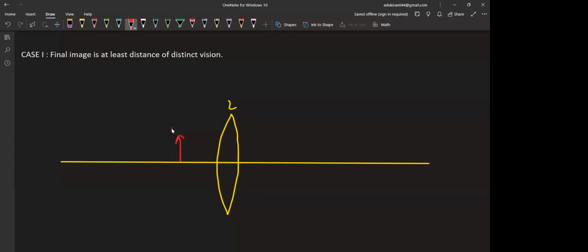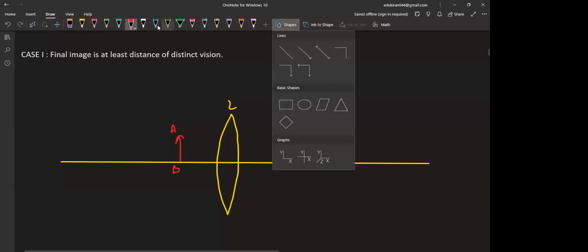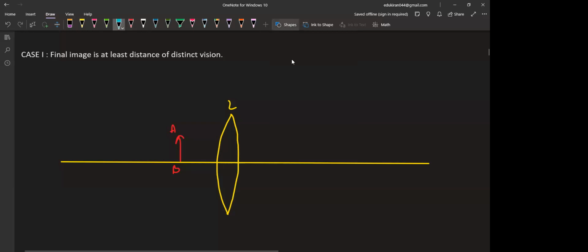All right. So this is the object A, B. Now one ray is passing. This has got refracted due to this. Fine. Now second ray, as I've always told you, passes through the optical center and it retraces itself.